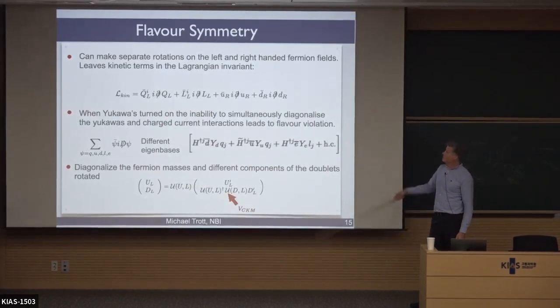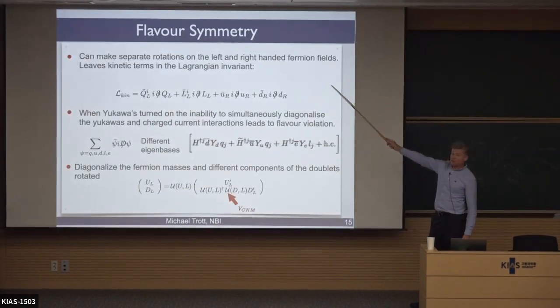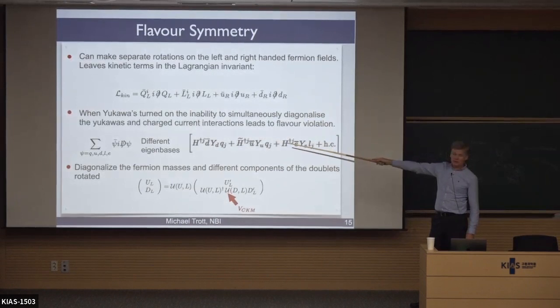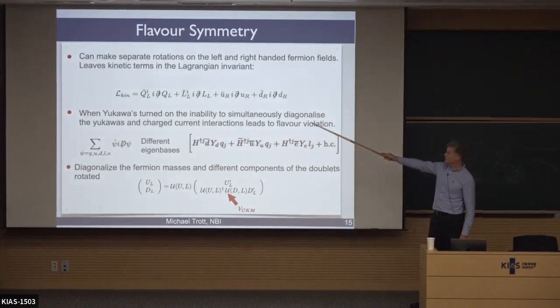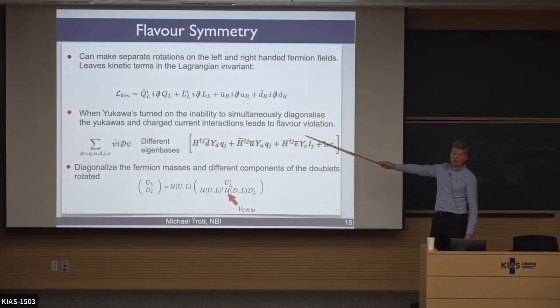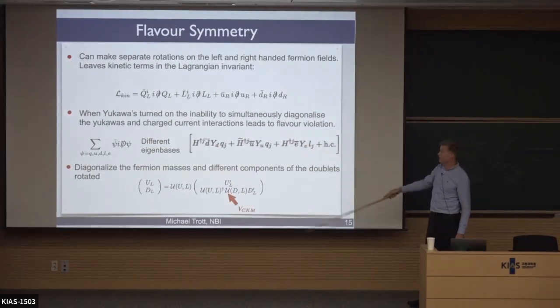All right, so you can make separate rotations on the left and right-hand fermion fields before you turn off the masses, and then the kinetic terms are fine, all right? So the kinetic terms are invariant. But when you turn on the Yukawas, you don't have the ability to do those rotations anymore simultaneously, okay? And the way that the flavor symmetry breaks is also associated with the generators that are present in the theory, the SU(2) generators, the neutral currents versus charged currents.